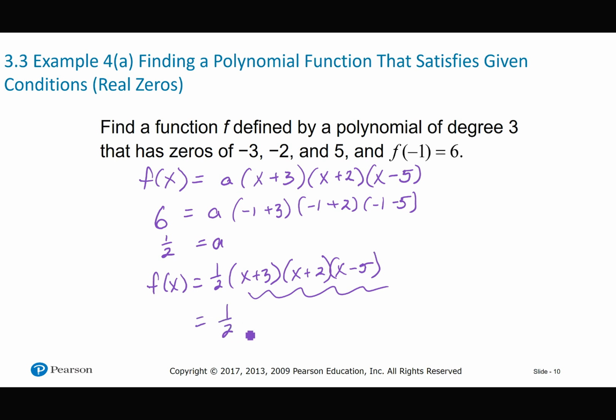And I will just tell you for sake of time, it ends up being 1/2 x cubed plus 19 over 2 x plus 15. And we could arrive at that simply by multiplying all 3 of these binomials together and then times that 1/2. This a actually should be a -1/2. Change that up to a negative.